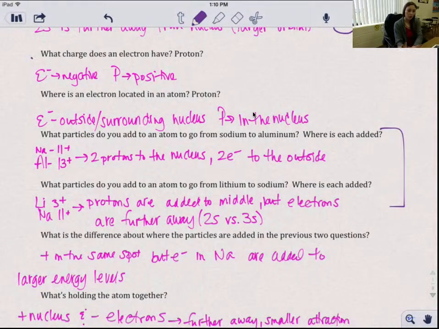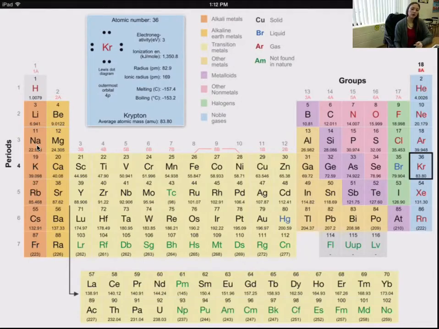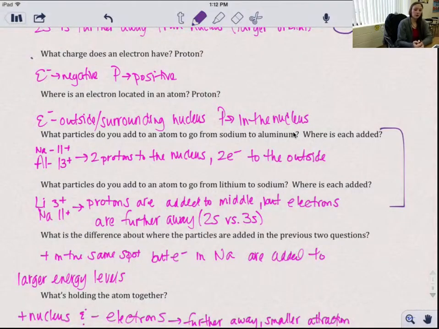If you want, you can copy down what I have. Pause it, copy down what I've got, and then I'm going to be shifting back and forth with my screens. When I look at sodium to aluminum, sodium has 11 protons and 11 electrons. Aluminum has 13 protons and 13 electrons. So you're adding 2 electrons and 2 protons if I go from sodium to aluminum. Where are those being added? The protons are being added to the nucleus. The electrons are being added to the outside.